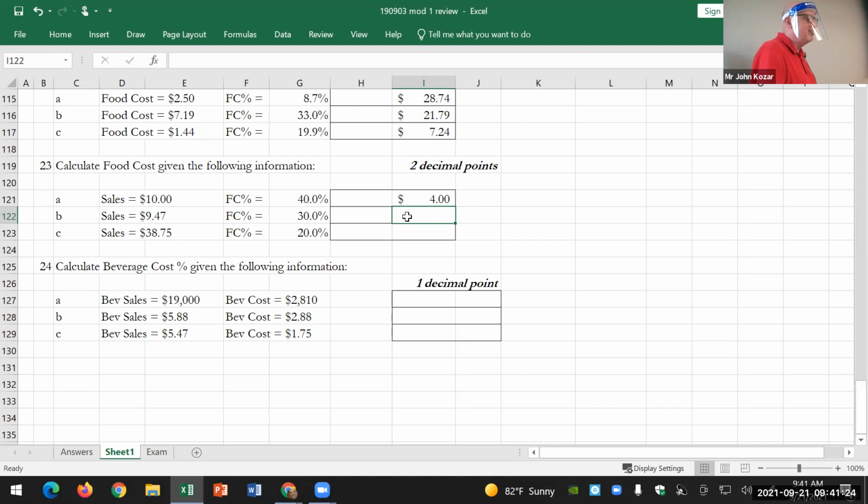Okay. So for the next one, 9.47 times 30%, that comes out to $2.84. So notice this is our food cost, and it's less than our menu price, which makes sense. Times 20%. And then that comes out to $7.75.